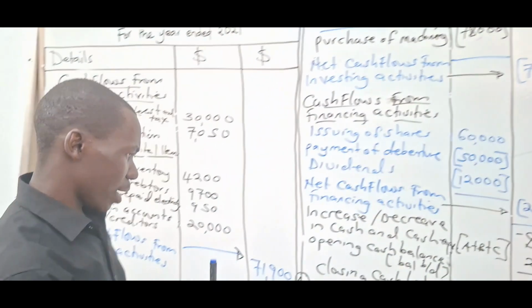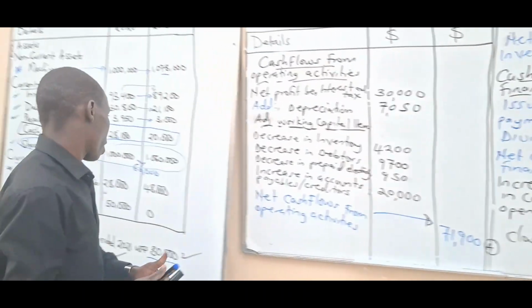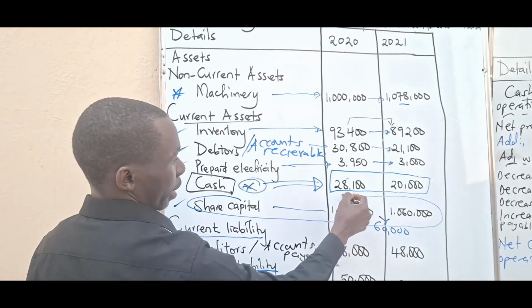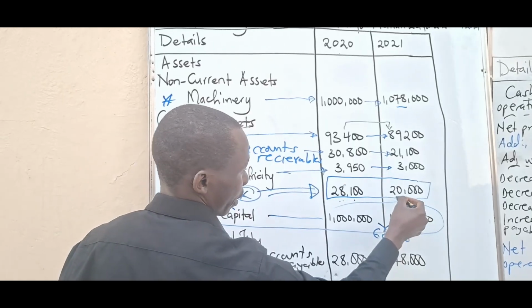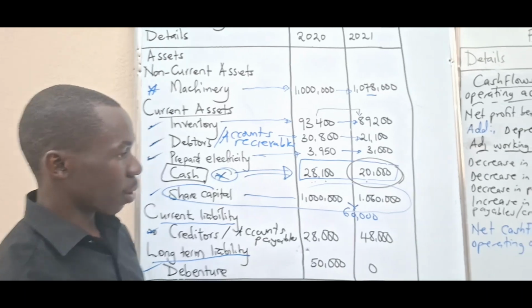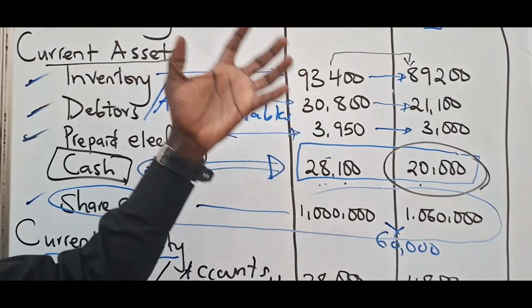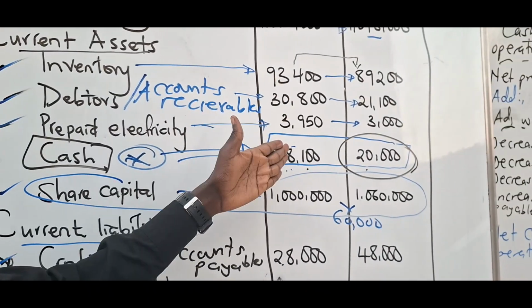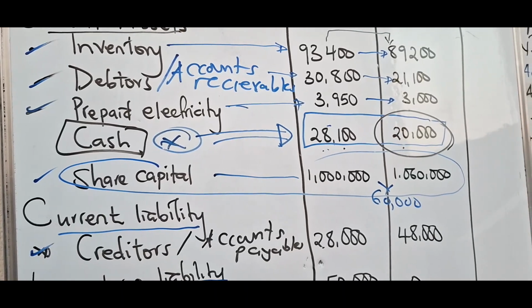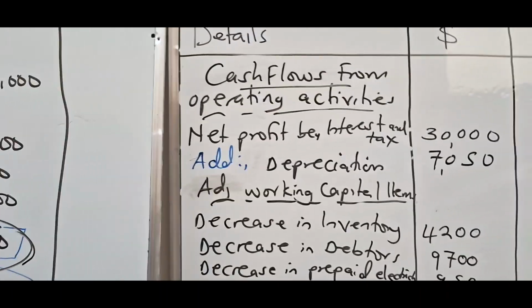To confirm that you are right, this closing balance must be the balance for year 2. When you look here, our cash opening balance was 28,100. Closing balance is 20,000, the figure we have calculated the other side as our closing balance. So this is the confirmation, at least, that we have tried to comply with the principles governing preparation of the cash flow statement. We adjusted the non-cash items, we adjusted the working capital, we adjusted everything which is supposed to be adjusted. We have managed to show the cash inflow and cash outflow.